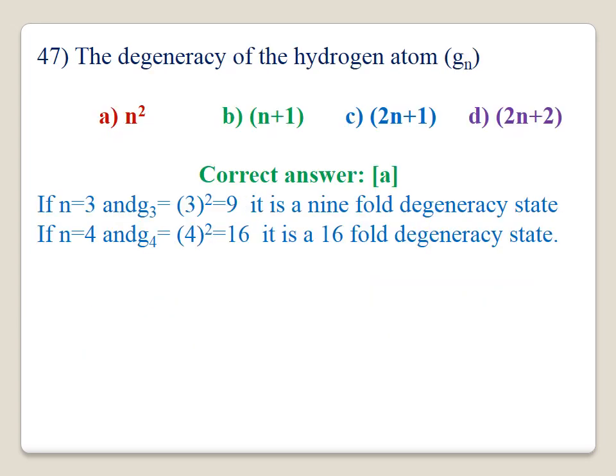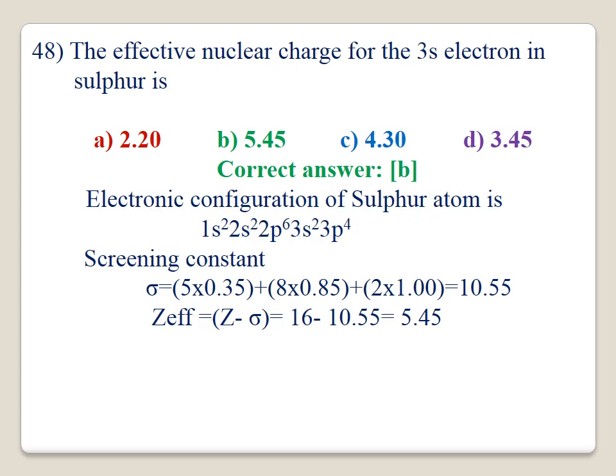Question number 47. The degeneracy of the hydrogen atom. Option A, n square. If n equal to 3, g3 will be equal to 3 square, that is equal to 9. It is a 9-fold degeneracy state. For the state n equal to 4, g4 will be equal to 4 square, that will be equal to 16. It is a 16-fold degeneracy of the state. But in general, the degeneracy of the hydrogen atom is n square. The correct answer is A.